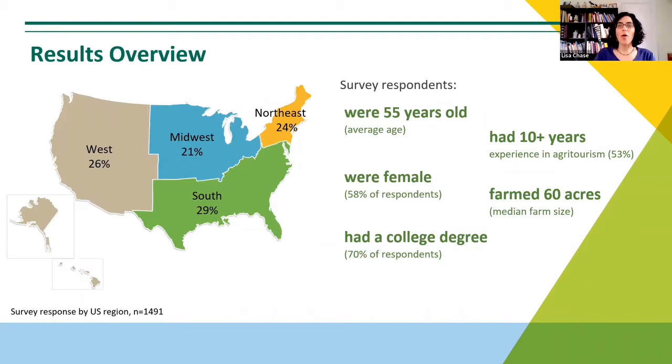This is just a quick overview of some of the results. We had roughly a quarter, not exactly a quarter, but approximately from each of the 4 USDA regions. And generally speaking, survey respondents were on average around 55 years old. We heard from 58% female respondents, so a higher percentage than you would normally find in an agricultural survey. And a very educated population, 70% had a college degree, and over half of our respondents had been working in agritourism for 10 years or longer. And the median farm size of our respondents was 60 acres.